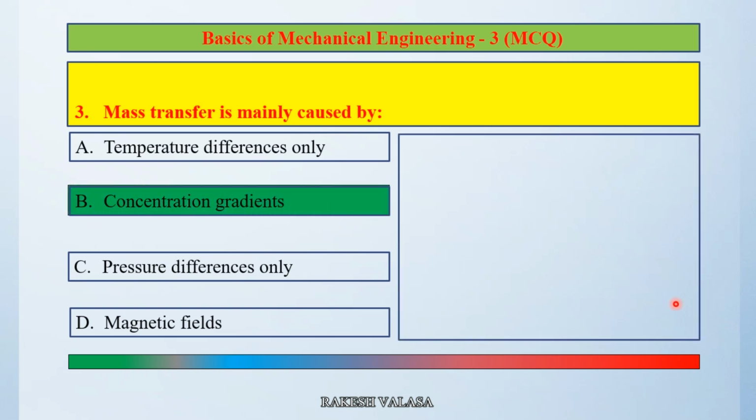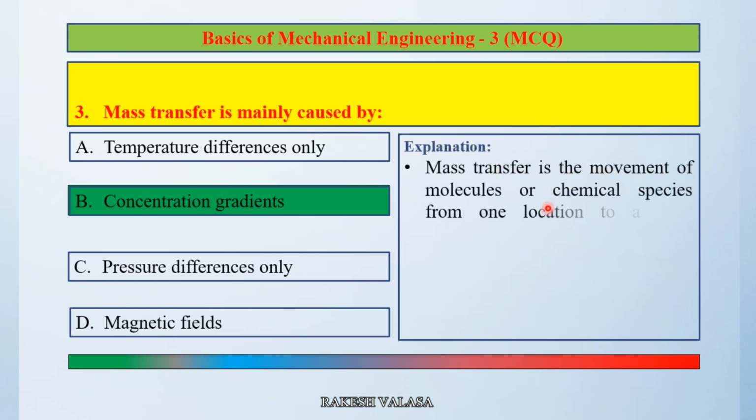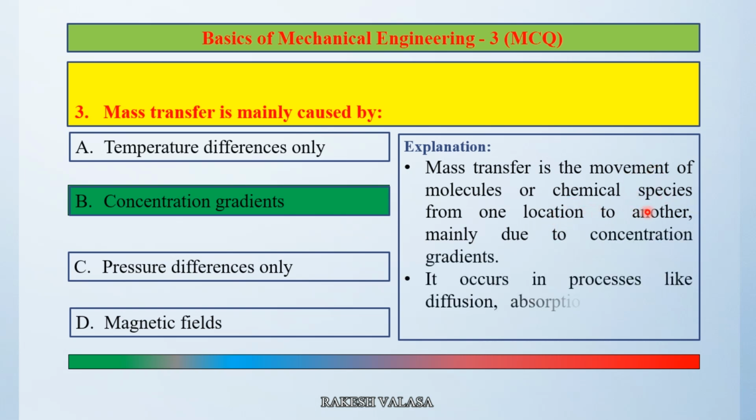Let us see the explanation. Mass transfer is the movement of molecules or chemical species from one location to another, mainly due to concentration gradients. It occurs in processes like diffusion, absorption, distillation, drying, and membrane separation. So the correct answer is option B, concentration gradients.